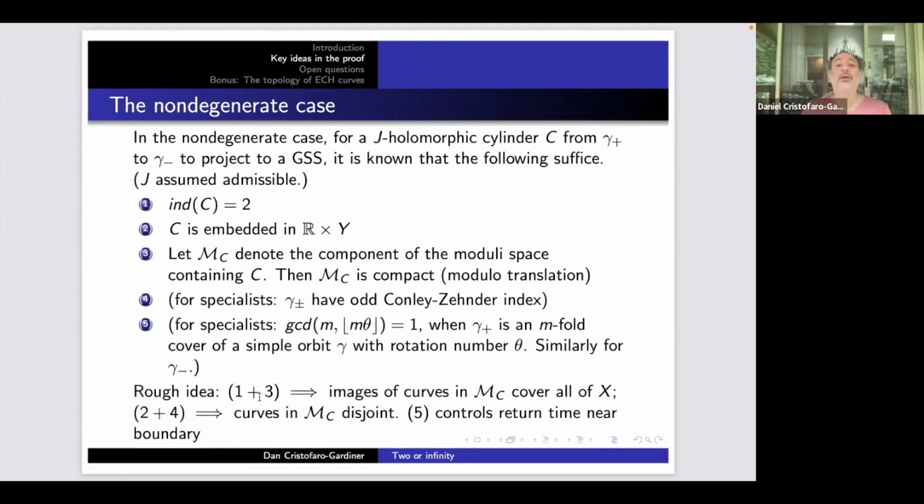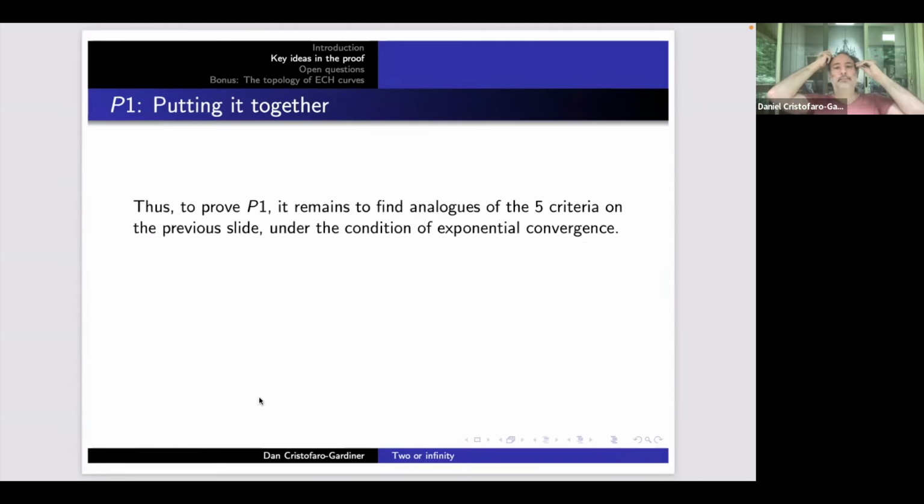Okay, so those are 5 criteria, more or less well known, for a J-holomorphic cylinder in the non-degenerate case to project to a global surface of section. Are there any questions about that? Okay.